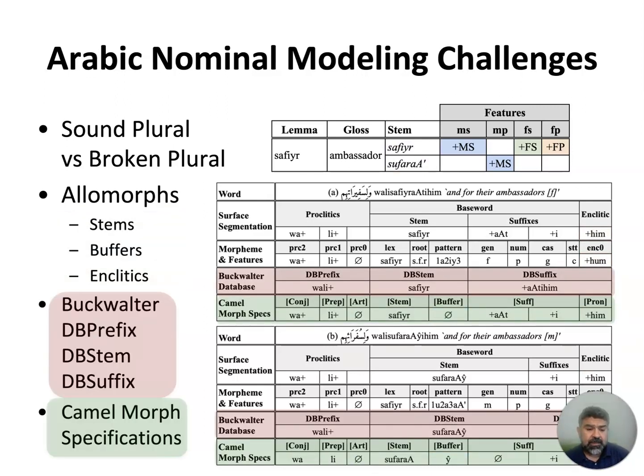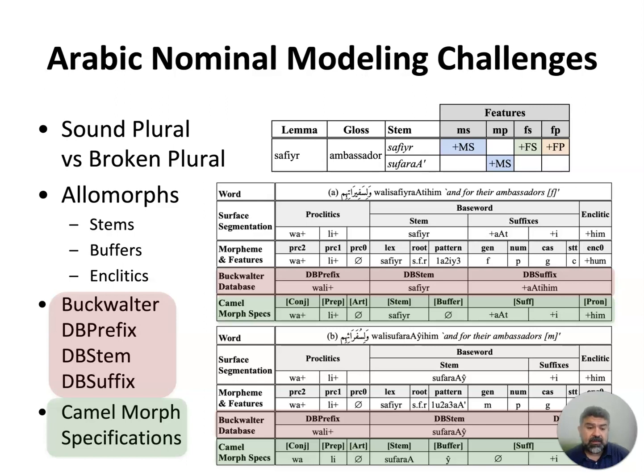Finally, I want to point out the issue of these 2 lines that I'm marking in red and in green, which represent 2 different ways for how to model the morphology. The top one is the Buckwalter database, which is basically what is used inside of Camel Tools, inside of the SAMA, the Standard Arabic Morphological Analyzer system from the LDC. And this thinks of Arabic as basically having 3 regions of complex prefixes, complex suffixes, and stem, and their combination with each other. Within the Camel Morph specification, we opt to represent these in smaller units that then combine automatically.